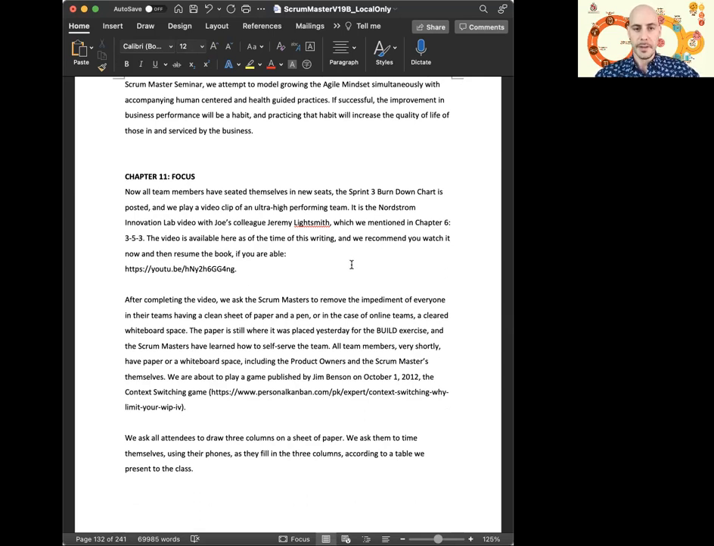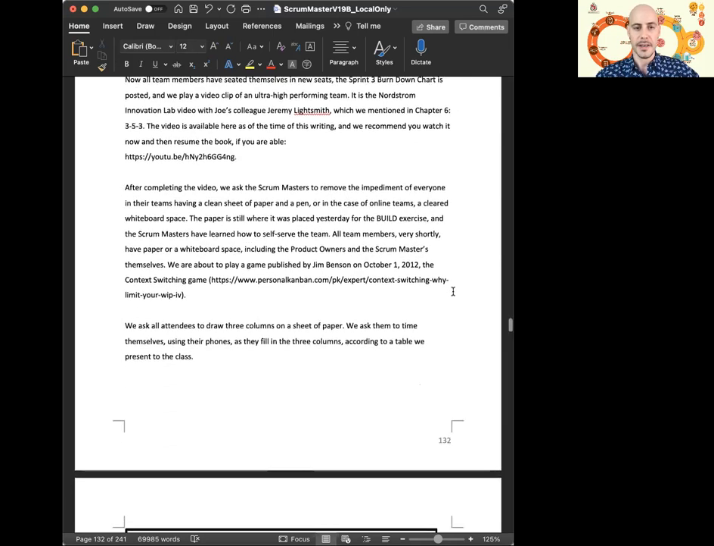After completing the video, we ask the Scrum Masters to remove the impediment of everyone in their teams having a clean sheet of paper and a pen, or in the case of online teams, a cleared whiteboard space. The paper is still where it was placed yesterday for the build exercise, and the Scrum Masters have learned how to self-serve the team. All team members, very shortly, have paper or a whiteboard space, including the product owners and the Scrum Masters themselves.